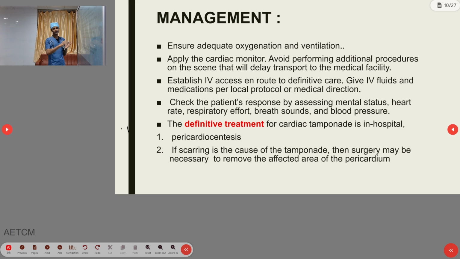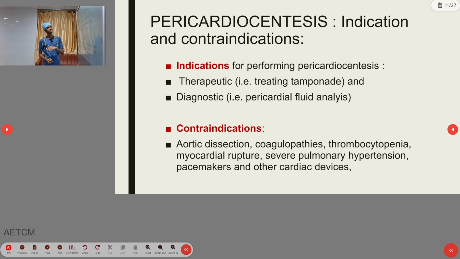So we should not waste time in the pre-hospital region. As soon as possible, we have to shift the person to the closest appropriate medical center. So this is the procedure note regarding pericardiocentesis: when we should do it and when we should not. The indication means mainly two purposes, therapeutic and diagnostic.